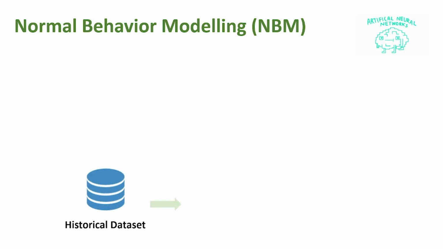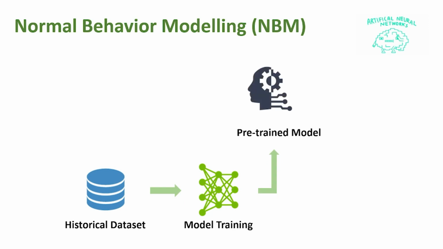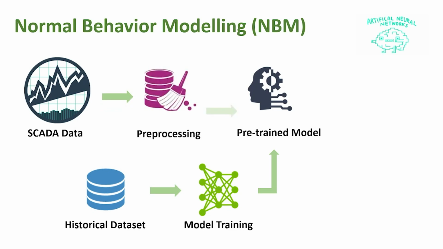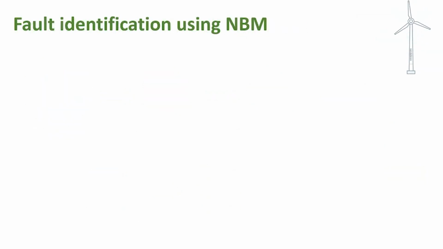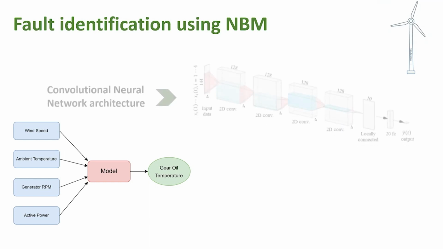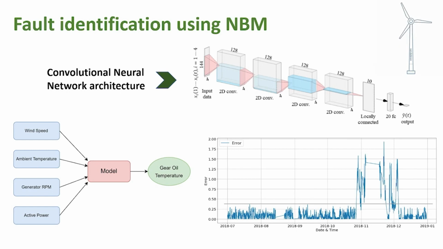In NBM, the target variable, which is sensor data from the wind turbine, is predicted using a machine learning model. Deviation of the predicted value from the measured actual sensor data is considered as the health index. Turbine failures are identified before the catastrophic stage by the health index. We selected 4 input variables and predict the gear oil temperature using a convolutional neural network. The health index goes beyond the threshold for the turbines with gearbox failures.